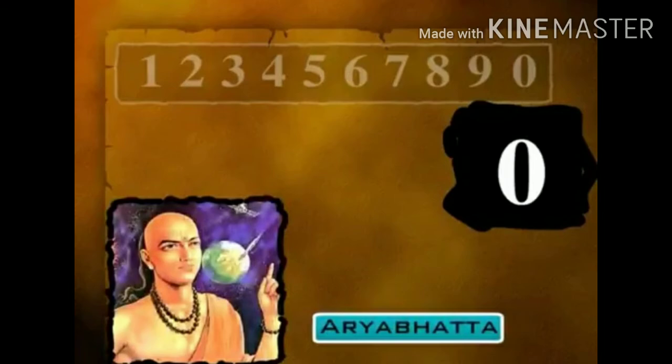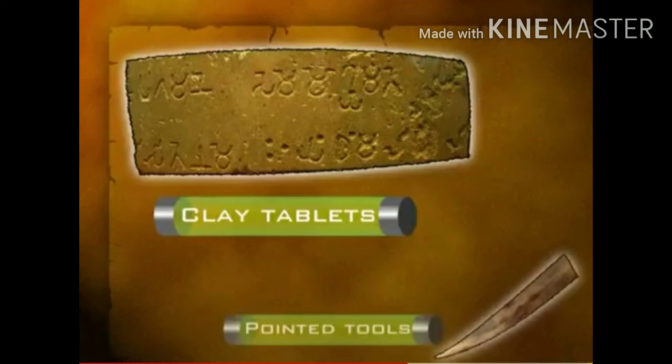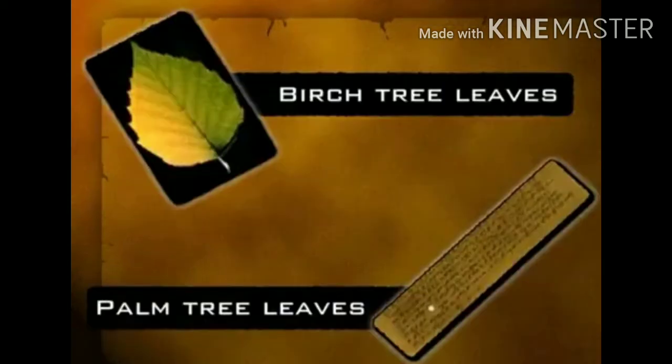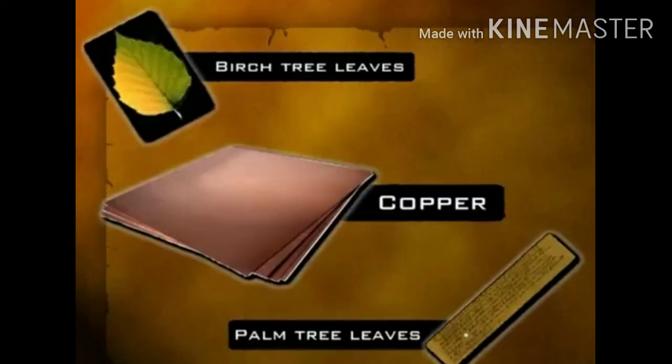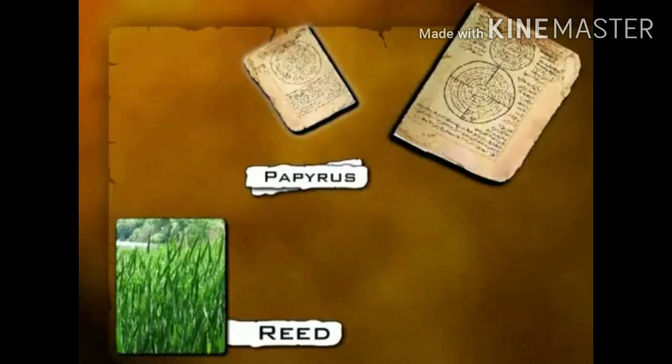Now let's move to the origin of paper. In early times, clay tablets were used for writing with pointed tools. The bark of birch tree, leaves of palm tree, or plates of copper were also used. Later, paper was discovered in Egypt and was called papyrus. It was made of reed skin.